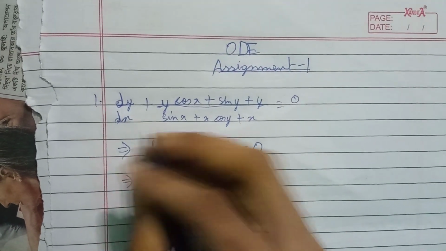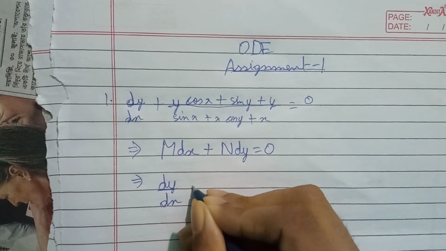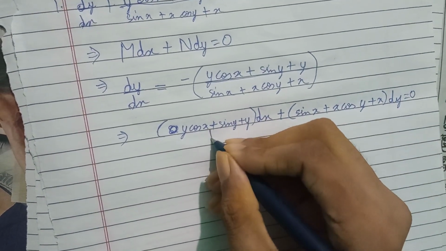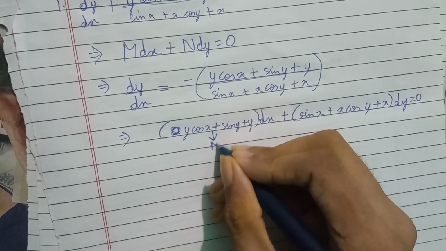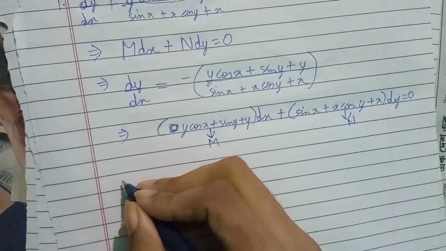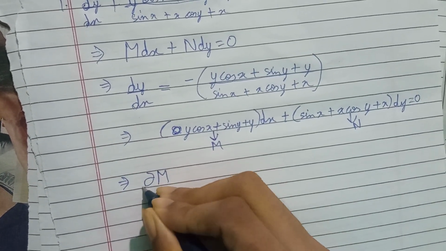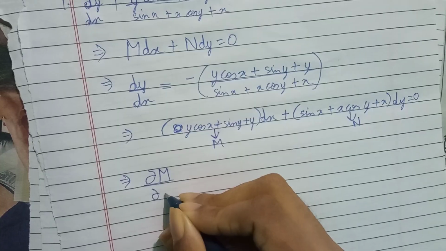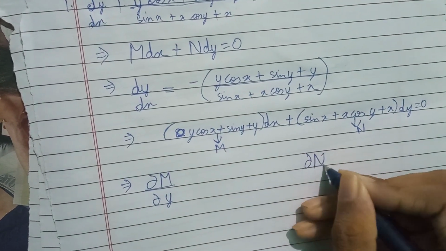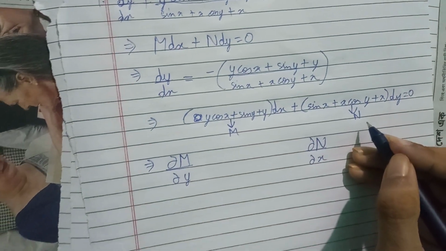Now we need to change it into that form. So now I have converted it into that form. Now I am going to take this equation as M and this one as N. Now we need to do the partial differentiation of del M by del y and del N by del x. This is M and this is N.